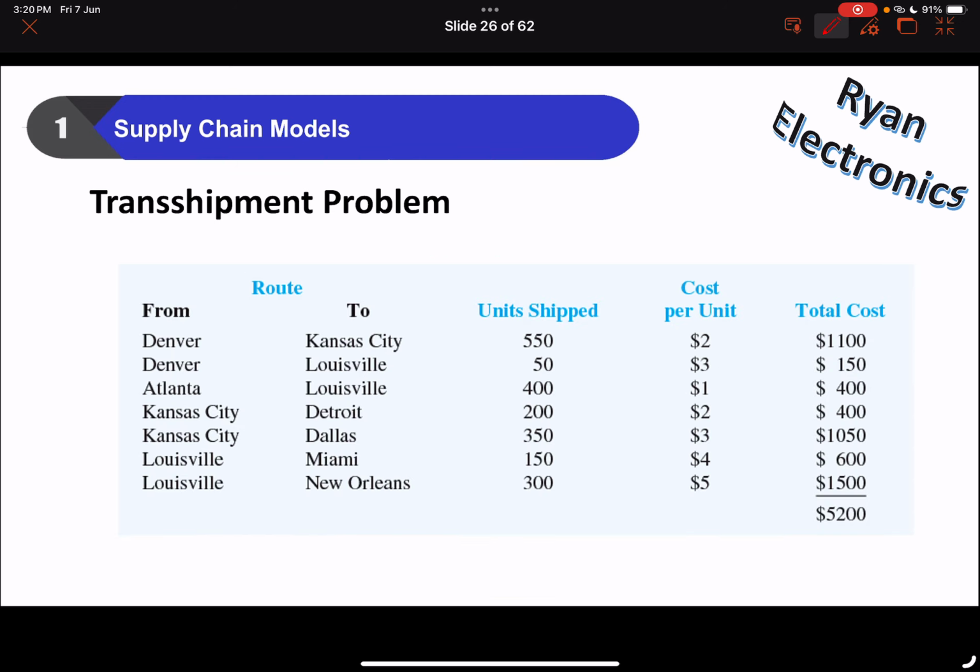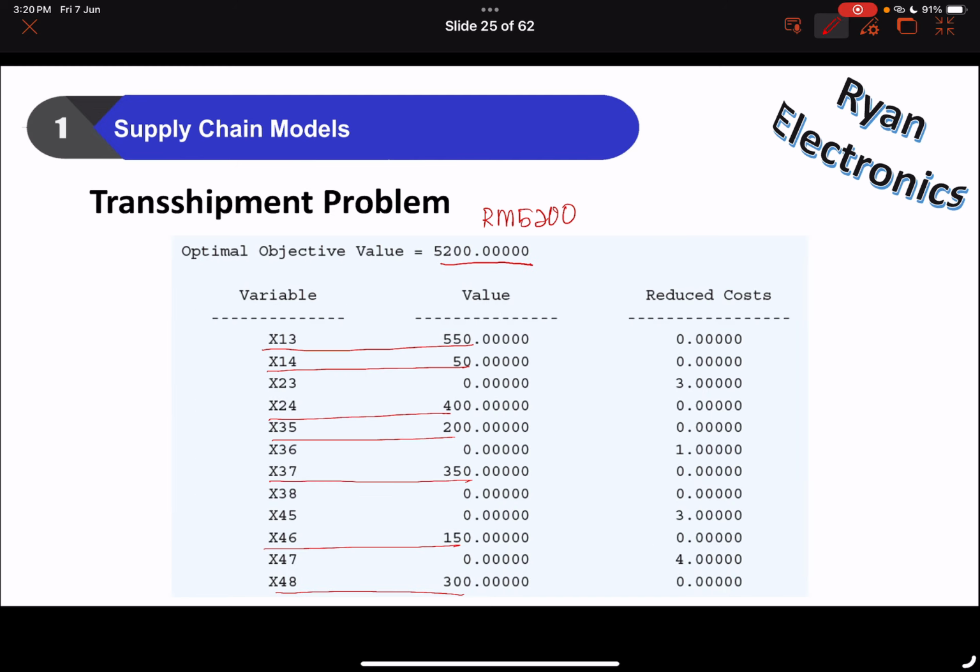Okay, so if I were to write it down in a table, the route will be from Denver to Kansas City, Kansas City to Louisville, Atlanta to Louisville, Kansas City to Detroit and Dallas, Louisville to Miami and New Orleans. From the cost per unit, we can see that the total cost is $5,200, which tallies with what we can see here in the objective function.